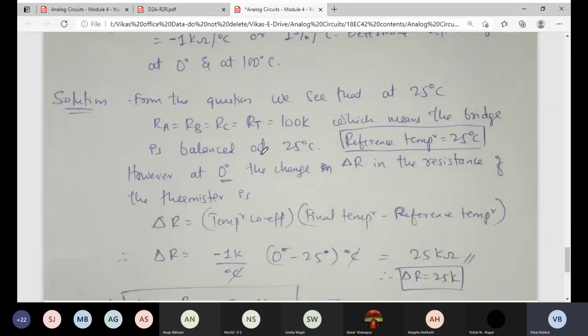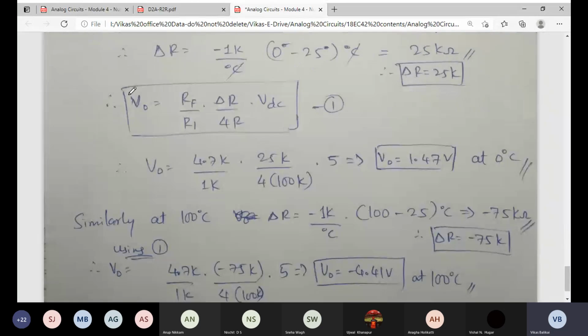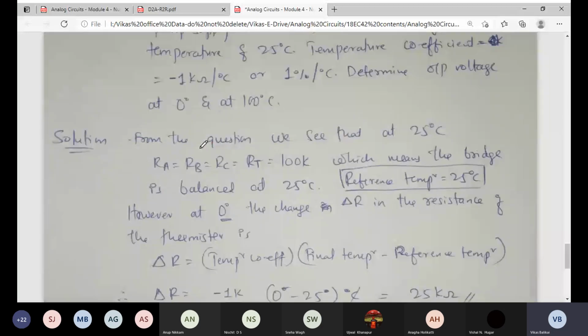Concept anyhow we remember, we have already seen that the output voltage equation will be RF by R1 multiplied by delta R divided by 4R multiplied by VTC. This output voltage equation is going to remain same for all sorts of instrumentation amplifier. Now the difference here is what is the value of delta R. Delta R, like I was telling in the last class, is a change in the resistance.